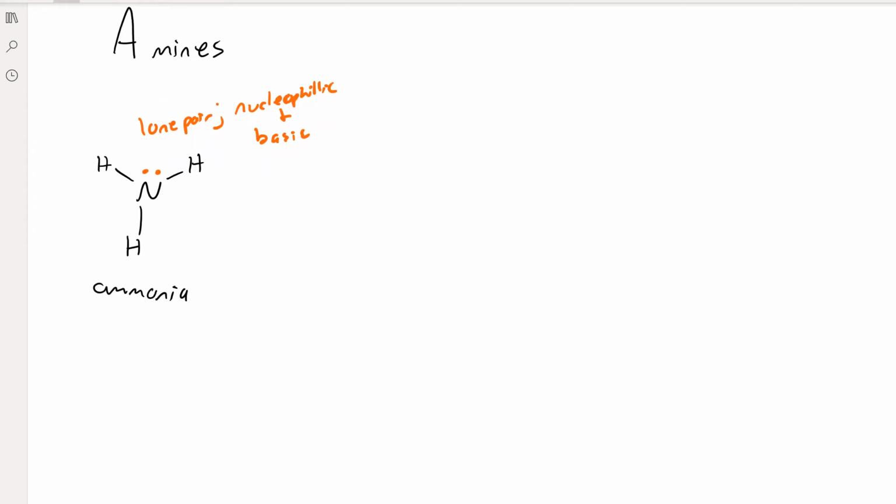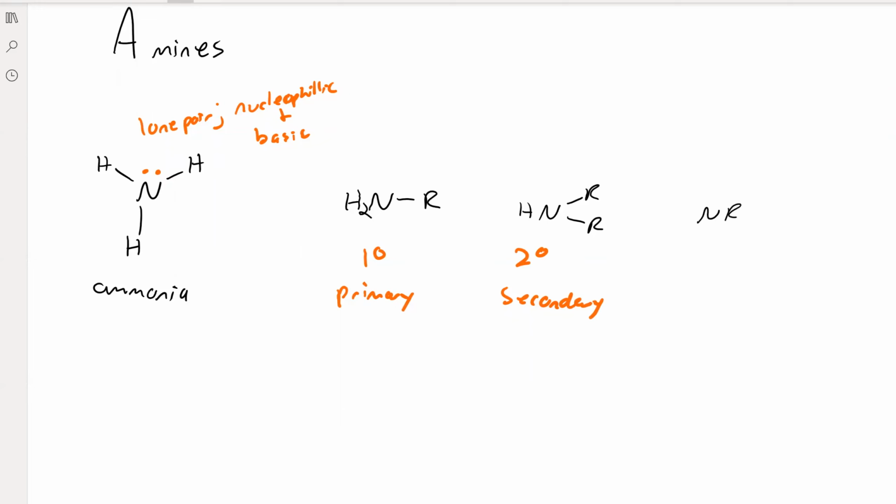Similar to alcohols, we can have primary, secondary, tertiary, and whatnot. So for example, if we have one R group, so just one R group and then two H's, that's primary. Two R groups, that's secondary. Three R groups will be tertiary.